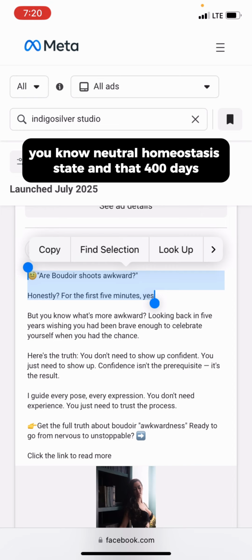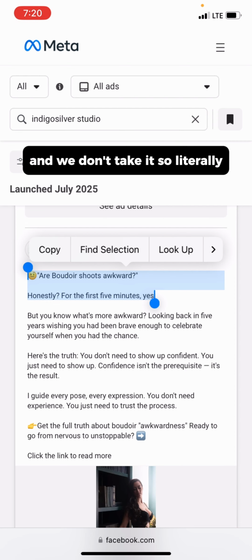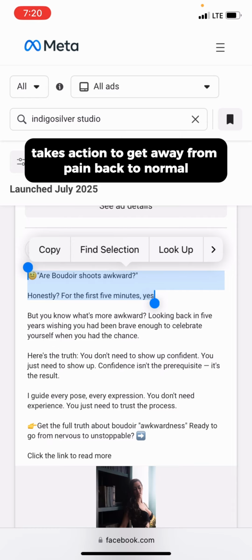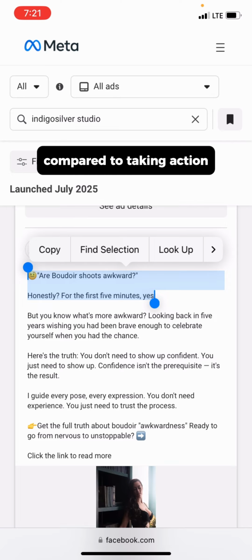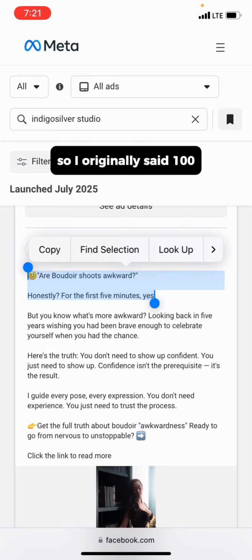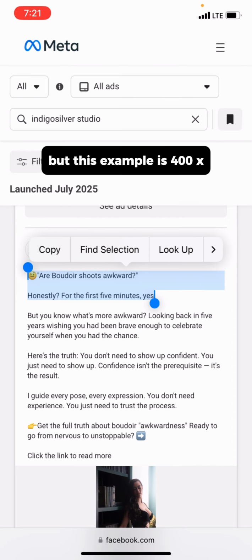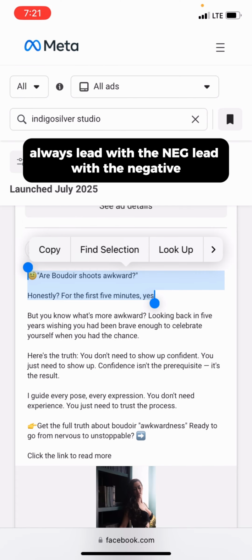And then 400 days, we have an opportunity to give some positive gain and we don't take it. So literally 400x difference in probability human takes action to get away from pain back to normal compared to taking action to go from normal to some gain or some positive. I originally said 100x when I first started explaining this, but this example is 400x. So this is why we always lead with the negative experience at the beginning of the Seymour headline.